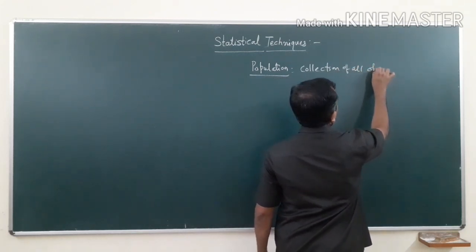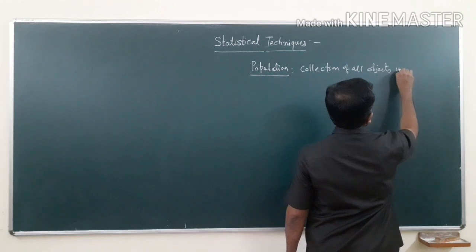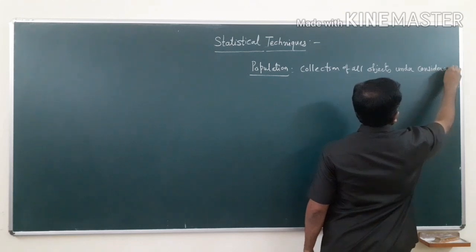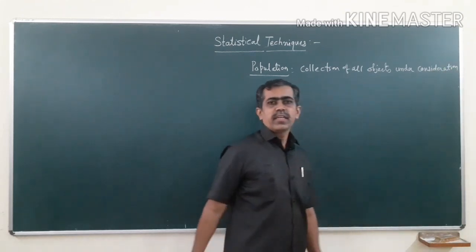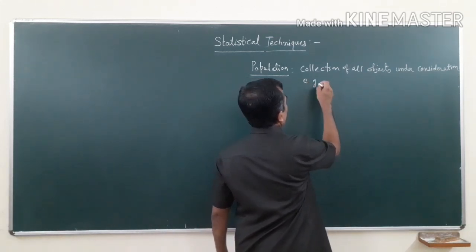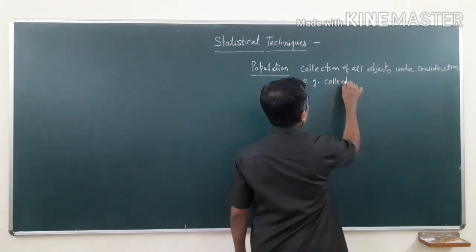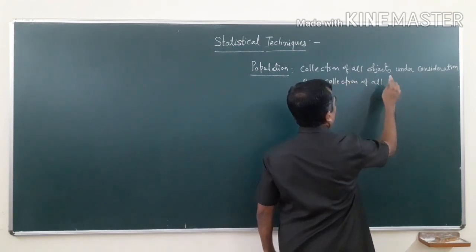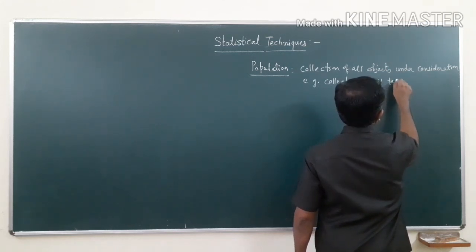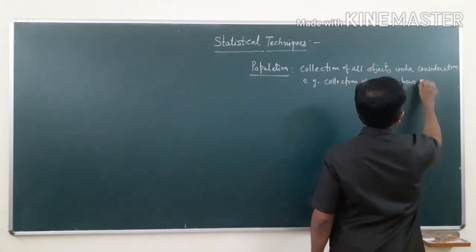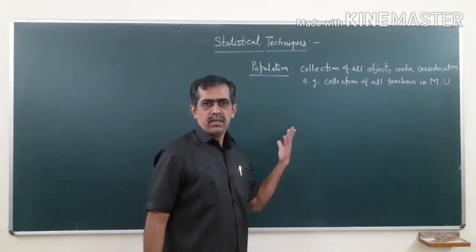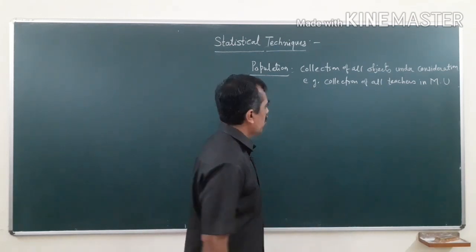So population is the collection of all objects under consideration. It is called a population. For example, the collection of all teachers in Mumbai University, those who are teaching mathematics.